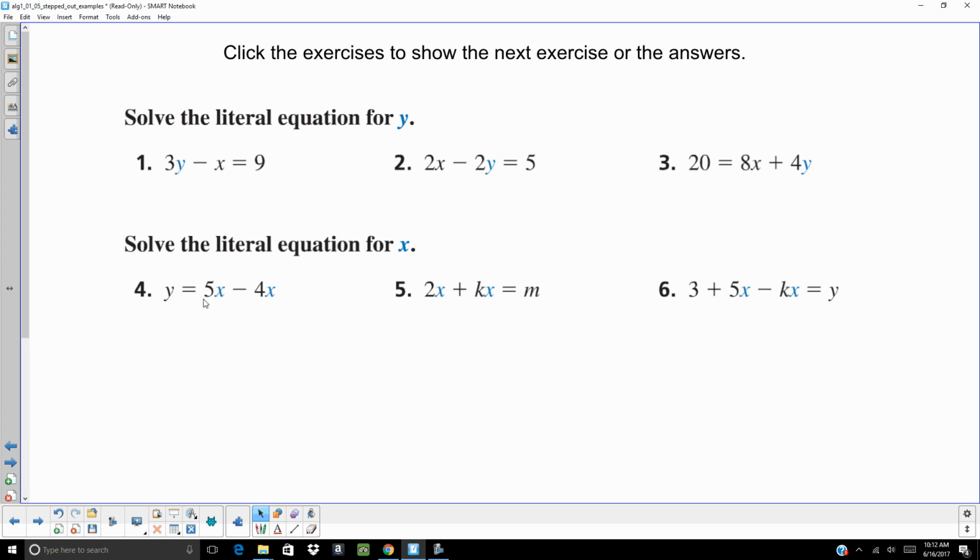Go ahead and try 4 through 6 as well. Here, you're going to have to do the opposite of the distributive property. You're going to take that x and you're going to get x parenthesis 5 minus 4. Actually, you probably could have combined those like terms too. All right, go for it.